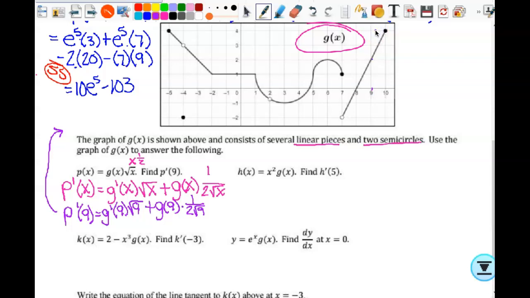So I'm coming back up here just so I have room to write. P prime of 9, so this is going to be 2 times the square root of 9, which is 3, good job, plus, what is g of 9? 2 times 1 over what? 6. So I have 6 plus 2 times 1 over 6. So this is 6 plus what? 1/3.